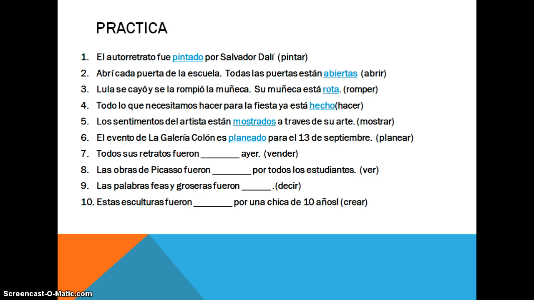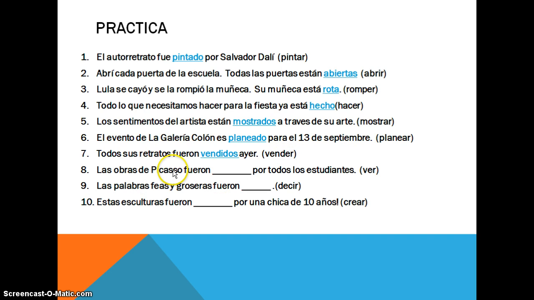Todos sus retratos fueron blank ayer. So all of her portraits were sold yesterday. And what was sold yesterday? Her portraits. Her portraits are retratos, which is masculine and plural right there. And so it's going to be vendidos, and that's a regular ER verb in that regard.